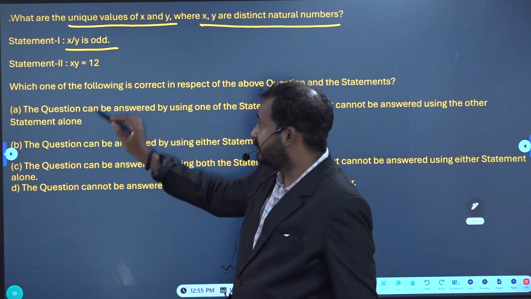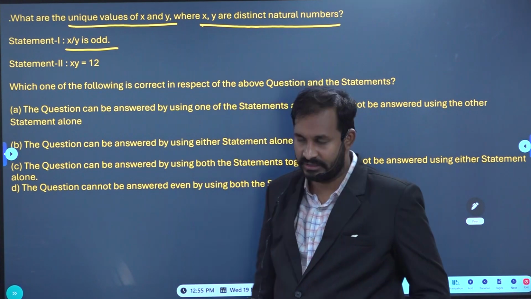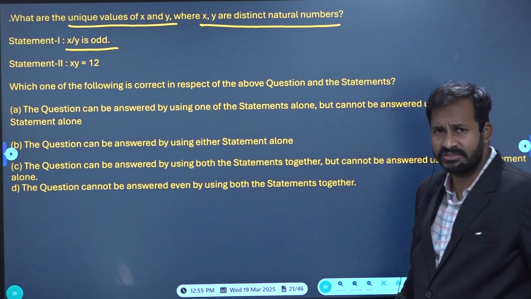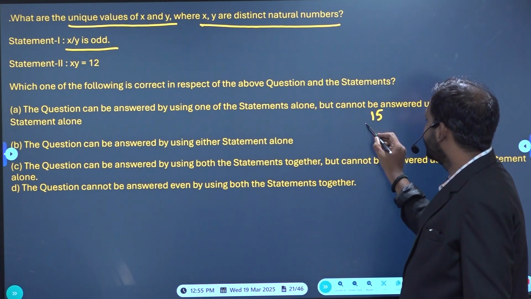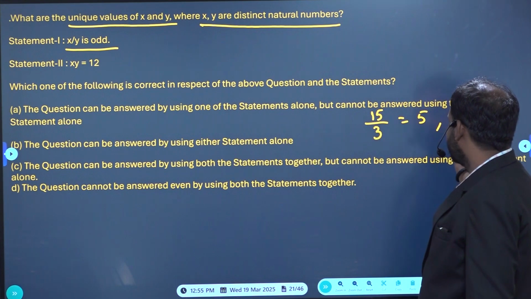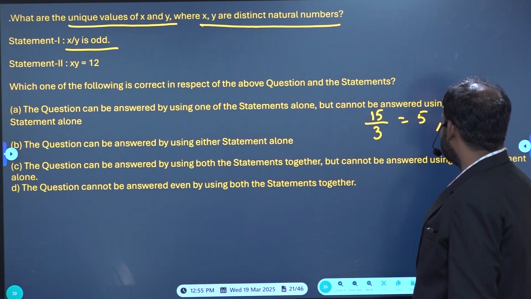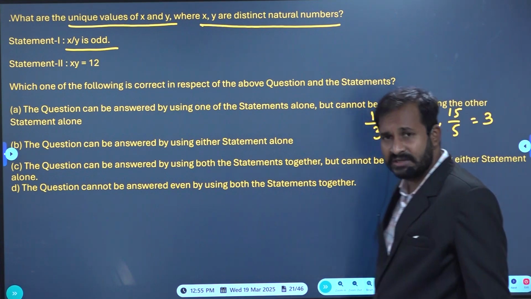See, this type of questions. Please observe the first one. They are simply saying that X by Y is odd. You will get multiple answers, right? For example, 15 by 3. What is the answer? 5. 15 by 5. What is the answer? 3. Like this, we will have many pairs. Can we tell a unique answer with this one?